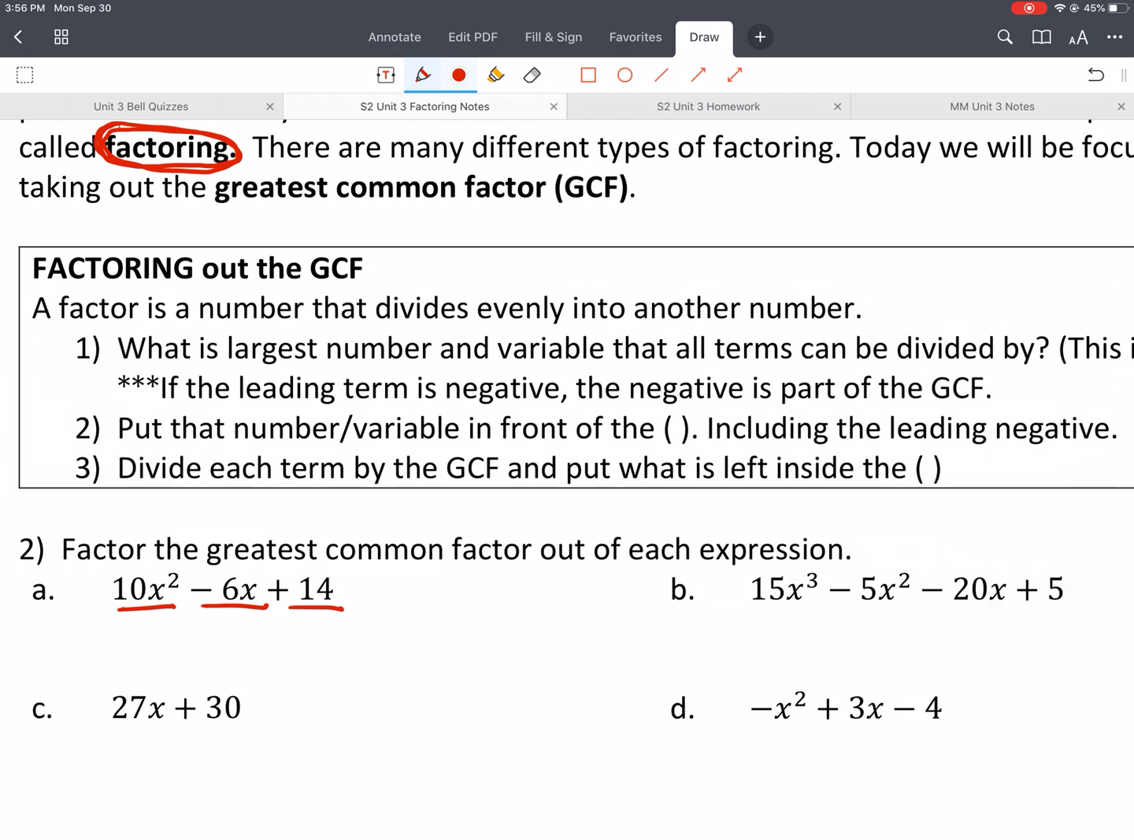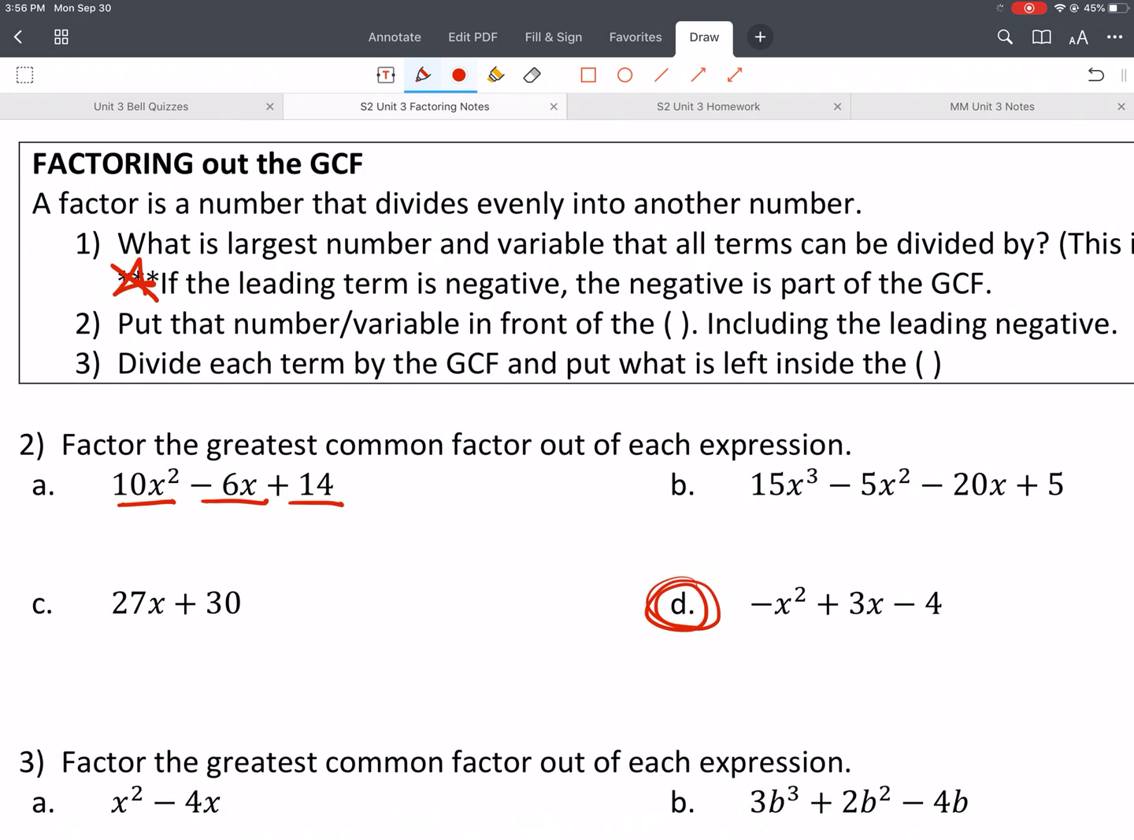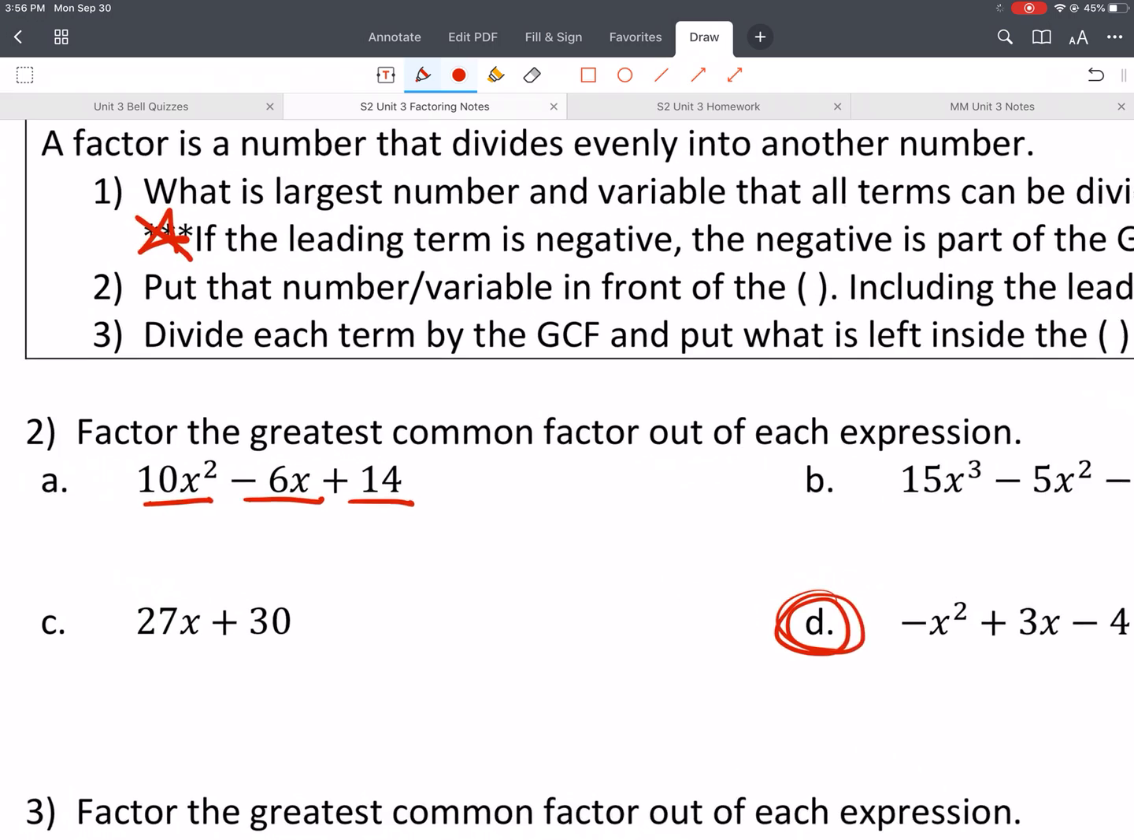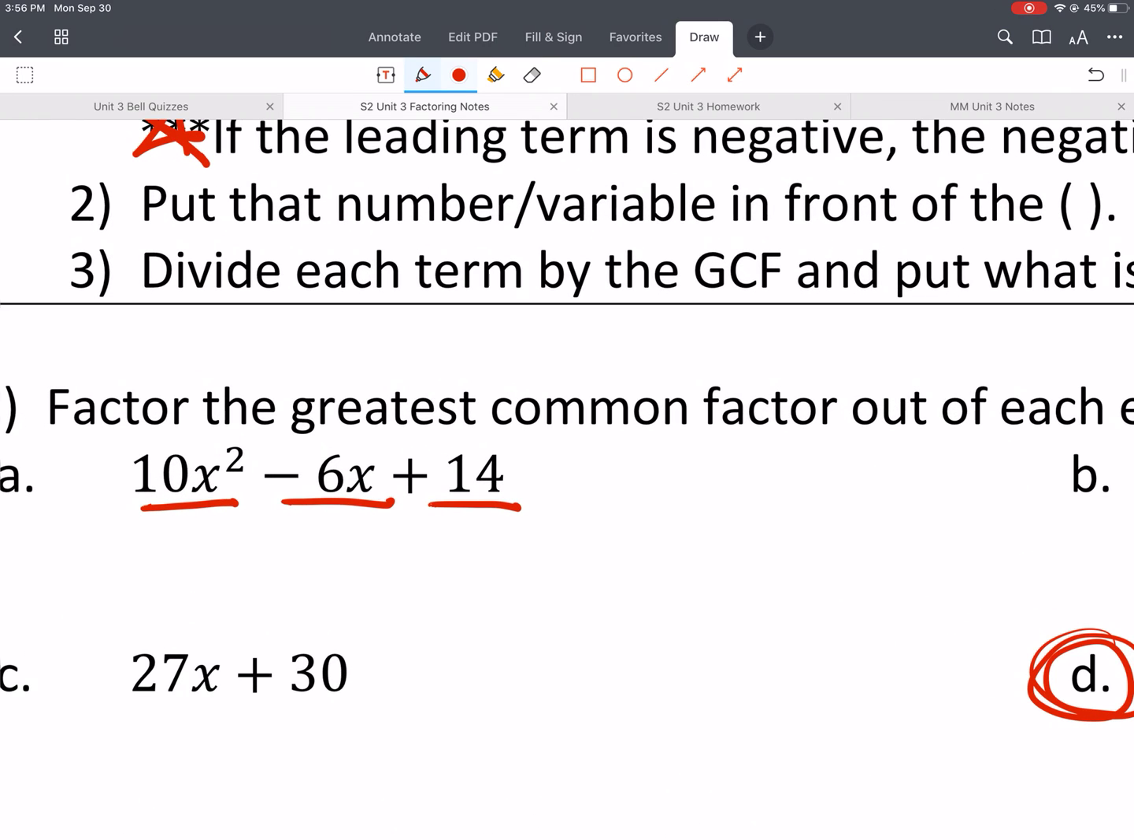All right, star, star, star. Please, if there is a leading negative, like for example in D, that's part of our greatest common factor, and that needs to be factored out. All right, so step 2 is we put that number or variable in front of a parenthesis. So we would put a parenthesis around, and we put our greatest common factor in front.